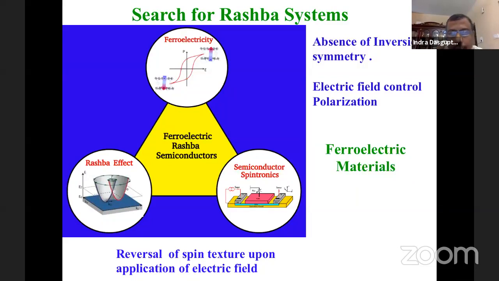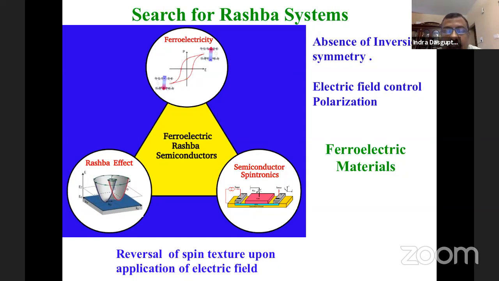So let's move on. The next thing is that we have to search for Rashba systems. As I told you, the requirement for a Rashba system is, number one, absence of inversion symmetry, and these systems should preferably also be insulators. The class of systems which satisfies these properties is ferroelectric systems. Ferroelectric systems, by their nature, are insulating, and they also do not have inversion symmetry. Otherwise, ferroelectric polarization cannot exist. And more interestingly, the ferroelectric polarization can be controlled by an electric field.